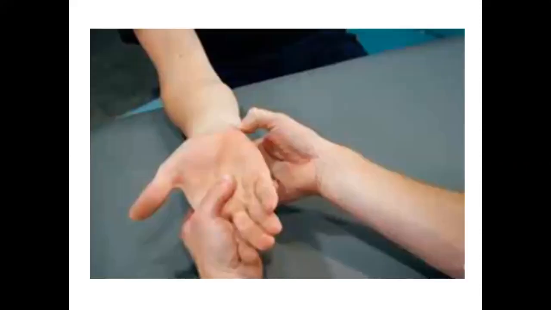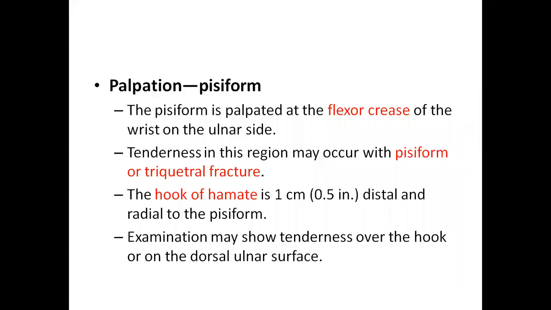So this is the point where you can palpate the pisiform on the ulnar side. This is a small bone which is shaped like a pea, and if there is tenderness on palpation, it may give an indication of a fracture of the pisiform as well as the triquetrum.